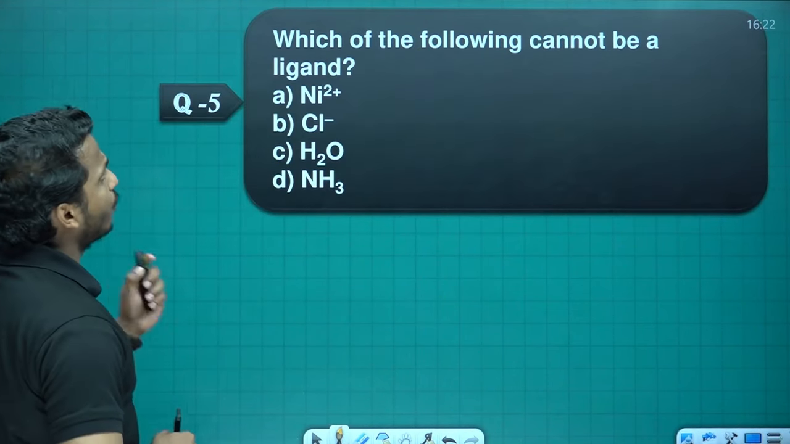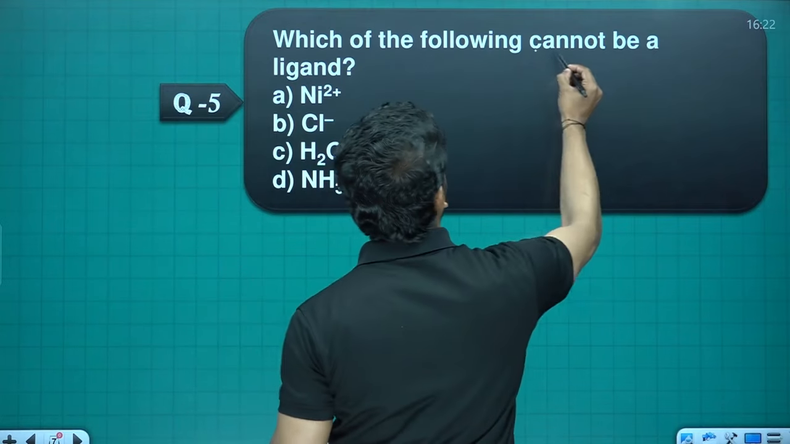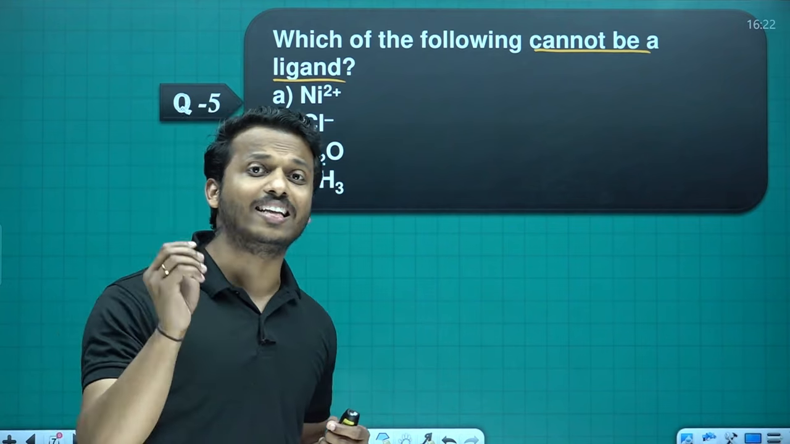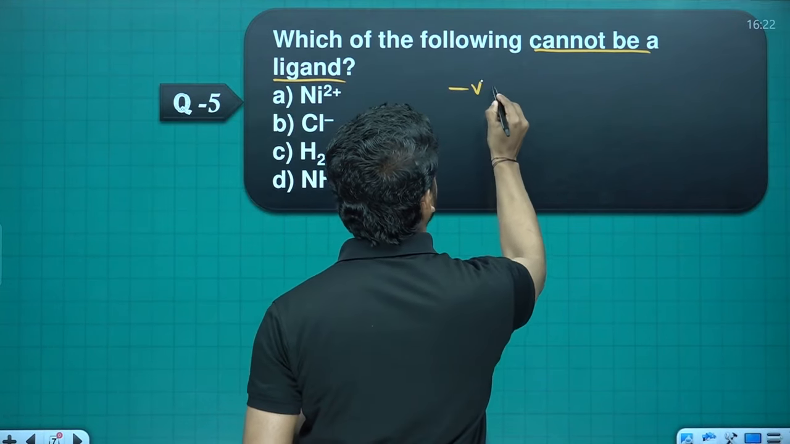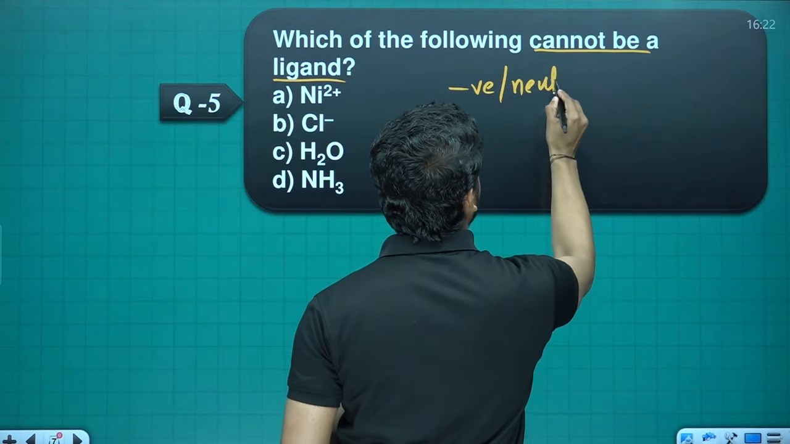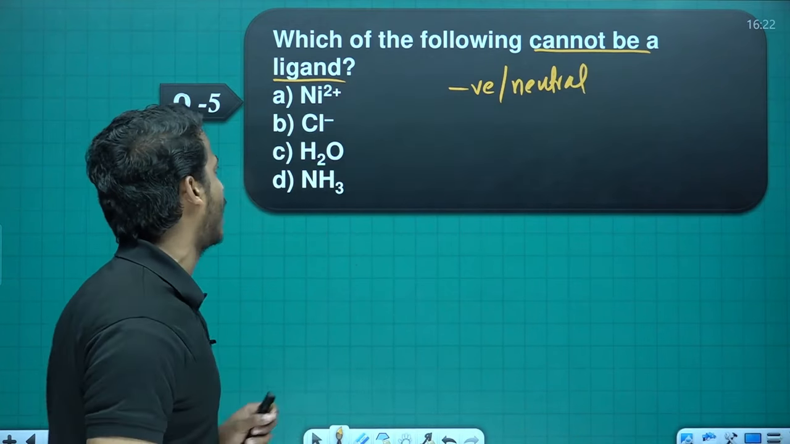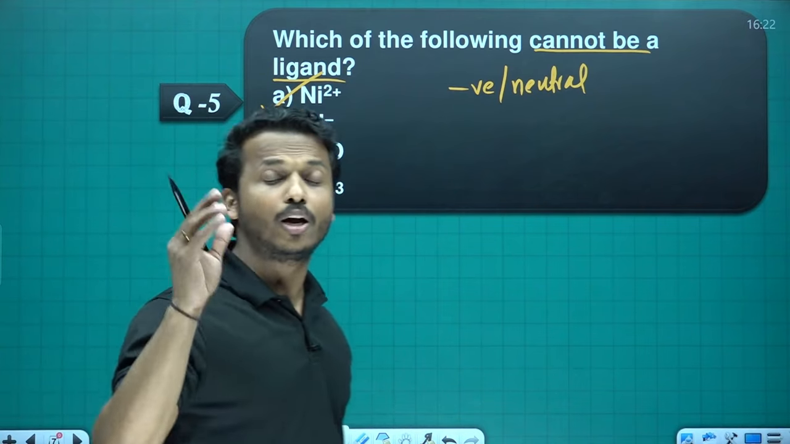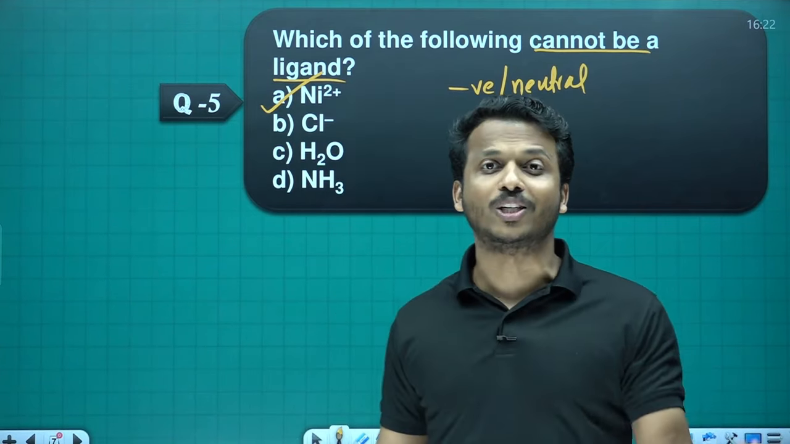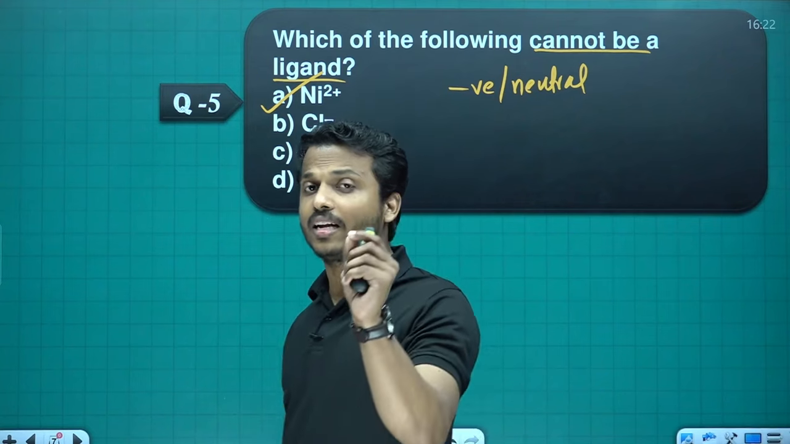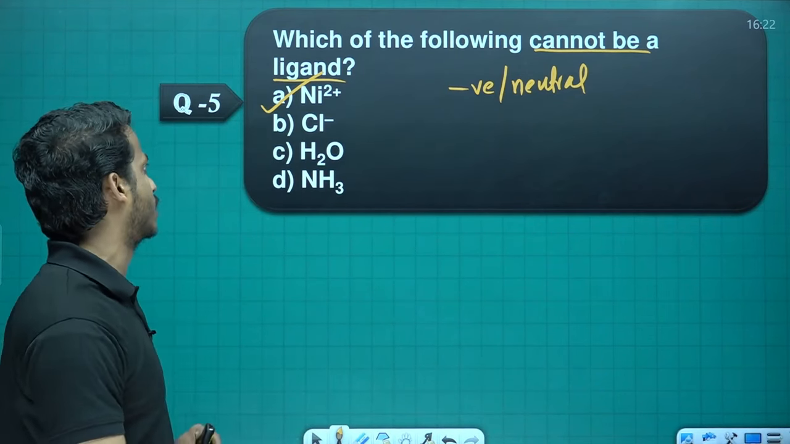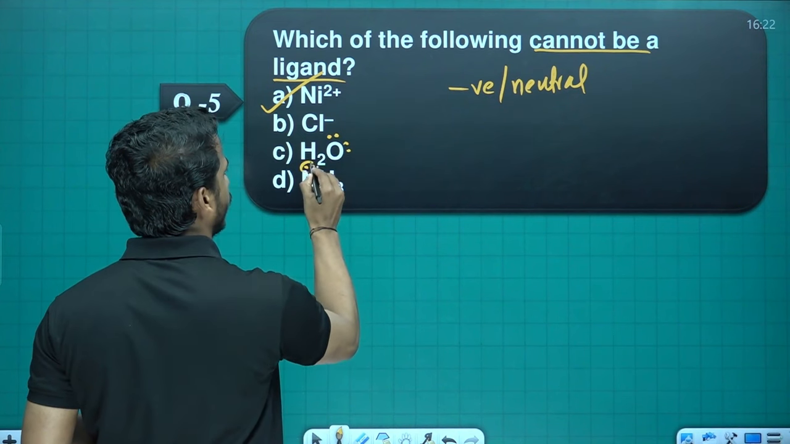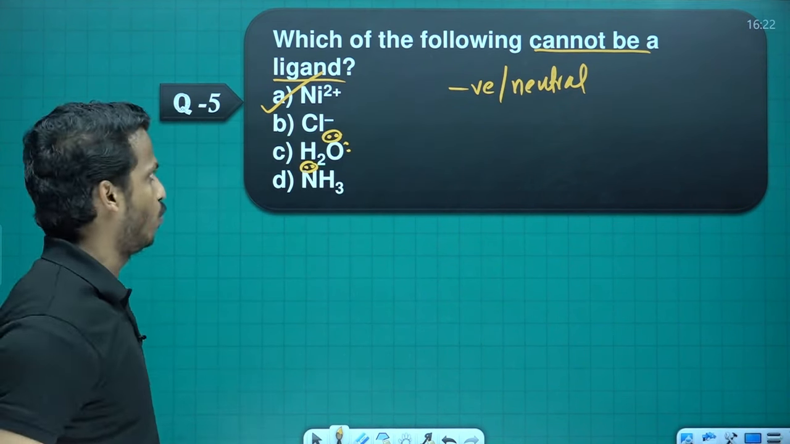Next one, which of the following cannot be a ligand? Which of the following cannot act as a ligand? Ligands are either negatively or neutral charged species, right? Of course, which one? Nickel 2+, right? Nickel 2+ is a metal. It's having positive charge. Ligands are negatively or neutral charged species, right? Yes, this is negative charge. This is neutral charge. Because of the lone pair, they're electron donating ones.